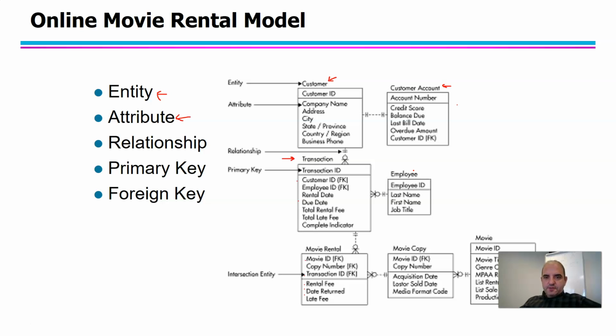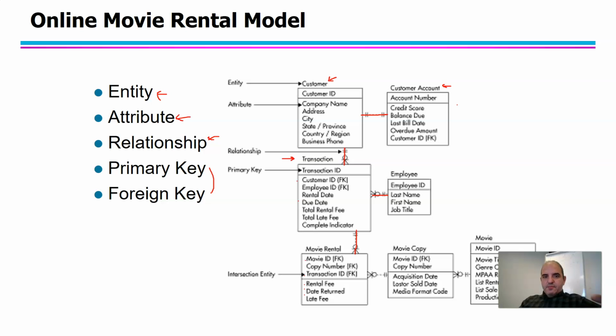And the relationships are represented by the lines between the rectangles or between the entities. So these lines over here are the relationships. There are different types of relationships, and we use the signs at the two ends of these lines, and they are very important in data modeling. So after understanding the relationships, next we have primary and foreign key terms.